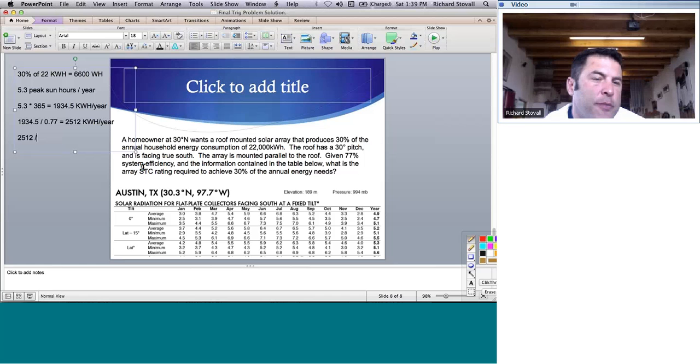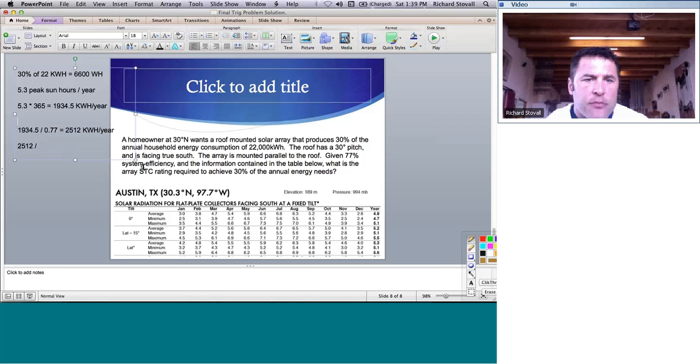I think you're mixing up two of the concepts. There's the available energy from the sun, of 5.3 peak sun hours per day. That's 5.3 hours per day where the sun will be producing at standard test conditions. So you are right by taking the 5.3 times 365 to get to 1,934.5 hours, where you are producing at standard test conditions of 1,000 watts per square meter.